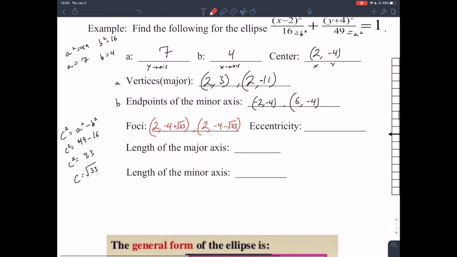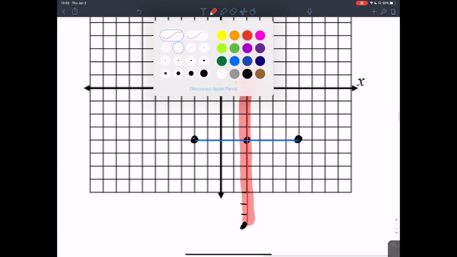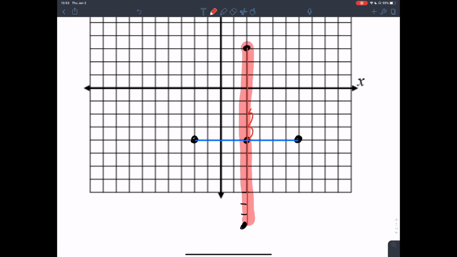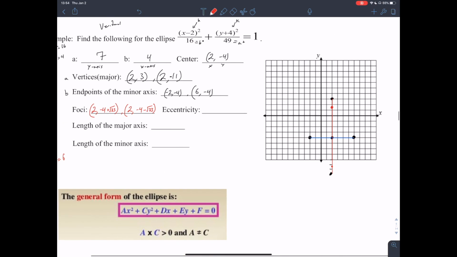All right, now let's think about the square root of 33. That is very close to the square root of 36. And I know that is 6. So it's a little bit less than 6. So what I'm going to do is I'm going to go up 6 and count it out. So 1, 2, 3, 4, 5, 6, and then a little bit less. So let's say around right here. So there's 1 foci, and then same thing, 1, 2, 3, 4, 5, 6, and then a little bit less. And there's my other focus. And so there I have now labeled all my foci, everything's great.